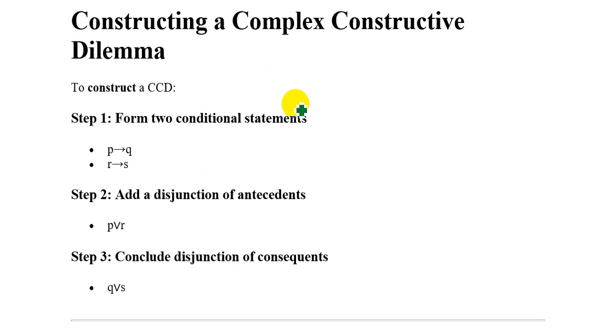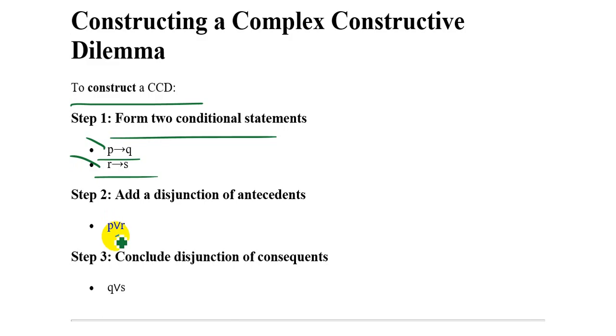Constructing a complex constructive dilemma. To construct a CCD, form two conditional statements: if P then Q, if R then S. Add a disjunction of the antecedents, that is, these are the antecedents and this is the disjunction. So add a disjunction of antecedents and conclude the disjunction of consequents. These are the consequents, and this is the disjunction.